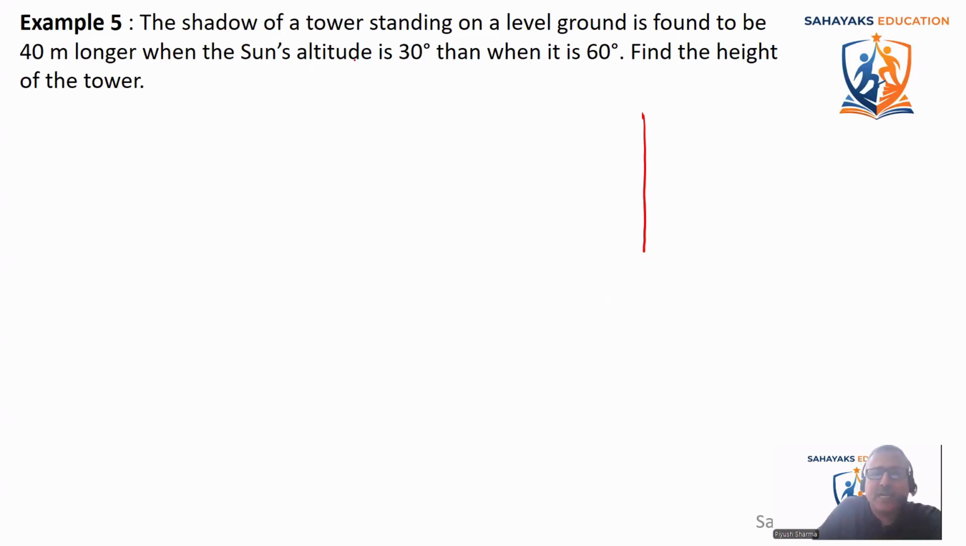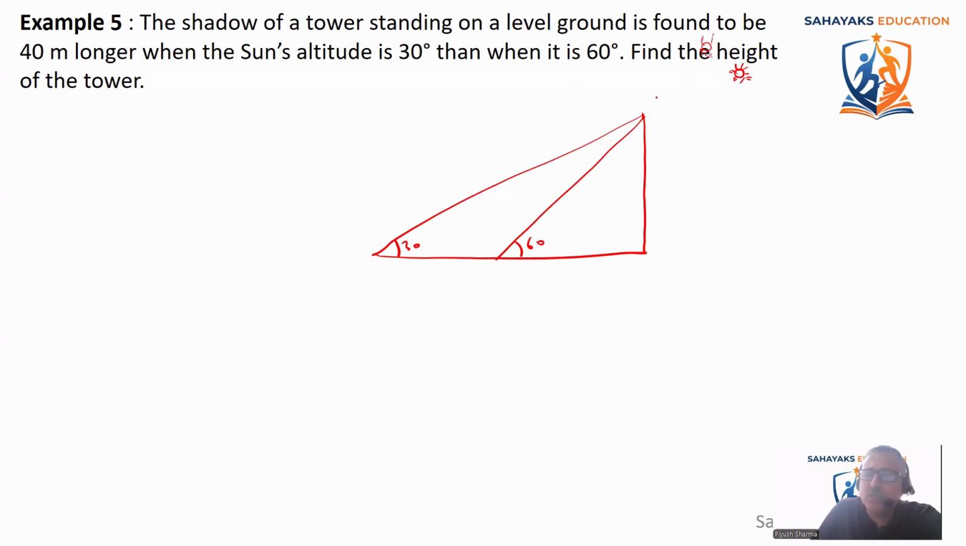They're saying that the shadow of a tower standing on the level ground is found to be 40 meters longer when the sun's altitude is 30 degrees. So when the sun's altitude is 30 degrees, this is 30 and this is 60. So the sun is somewhere here, and at some other time, the sun is somewhere here. Basically, 30 degrees and 60 degrees are two different places where the sun will be. So this is the shadow, the ground, the horizon which you have made.